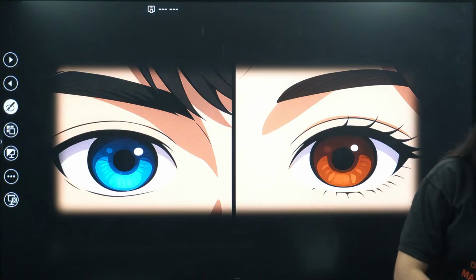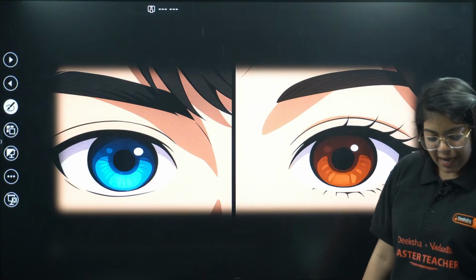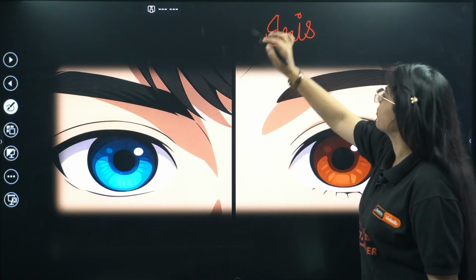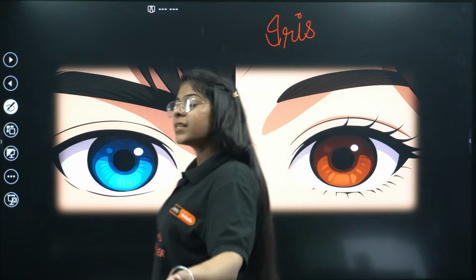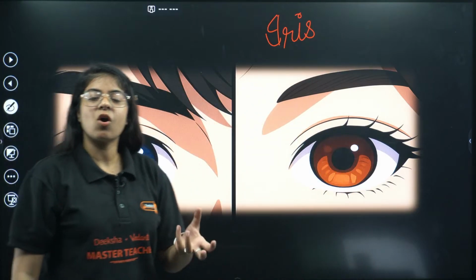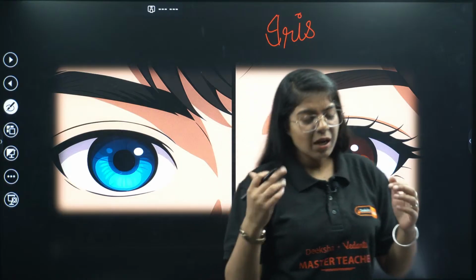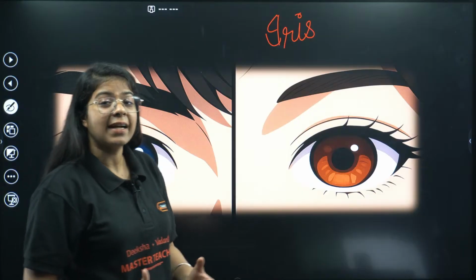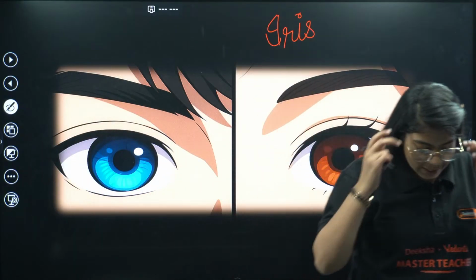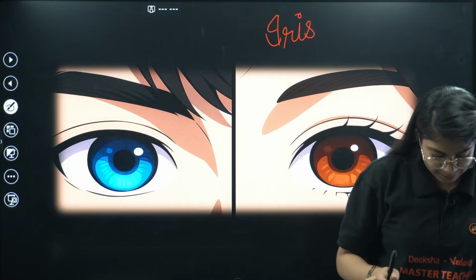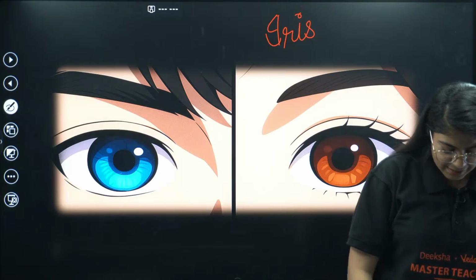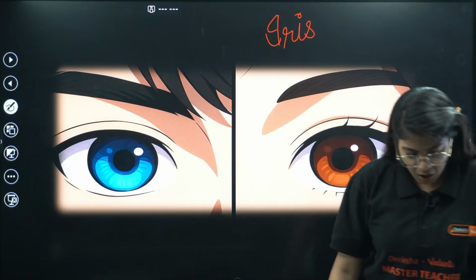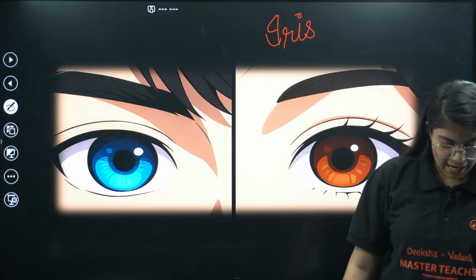Okay, so the color of our eye is mainly due to the part of our eye that is called the iris. What does the iris do? The iris controls the size of the pupil, which helps us to control the amount of light that is entering into our eye. Correct? It's actually iris, not pupil, not cornea, it's iris. Okay, yes, it's iris, everyone.